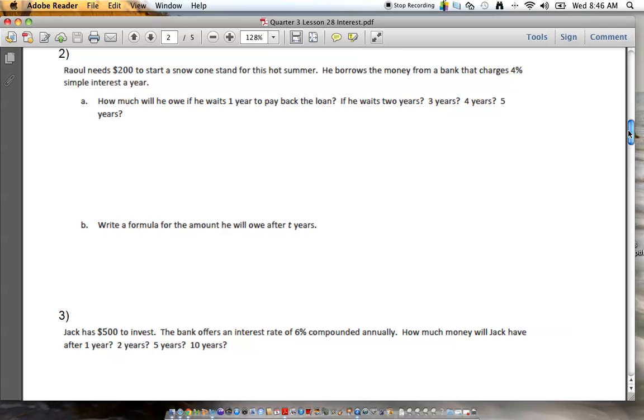Raul needs $200 to start a snow cone stand for this hot summer. He borrows the money from a bank that, oh, this is simple interest. This is still not real. How much will he owe if he waits a year to pay back the loan? 2 years, 3 years, 4 years. Let's just do 4 years. I don't want to do them all. Figure out what's the interest. It wants to know how much does he have to get back to the bank if he takes the loan for 4 years. So only do the option for 4 years. Go ahead. What is the interest?